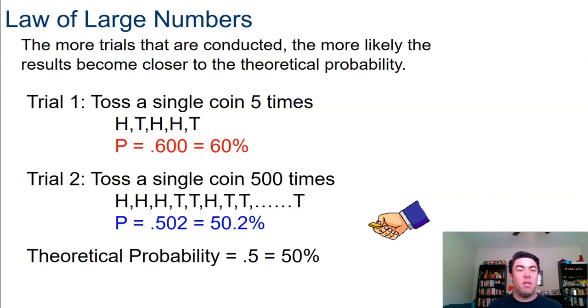The law of large numbers tells us that the more trials that are conducted, the more likely the result becomes closer to the theoretical probability. So for trial 1, if we toss a single coin 5 times, we could get heads, tails, heads, heads, tails, which would give us a probability of 60%. But if we tossed the same coin 500 times, we would get something maybe closer to 50.2%, which is really close to the theoretical probability of 50%. It's still possible to flip a fair coin many times in a row and get significantly different numbers of heads and tails, but this is very unlikely.